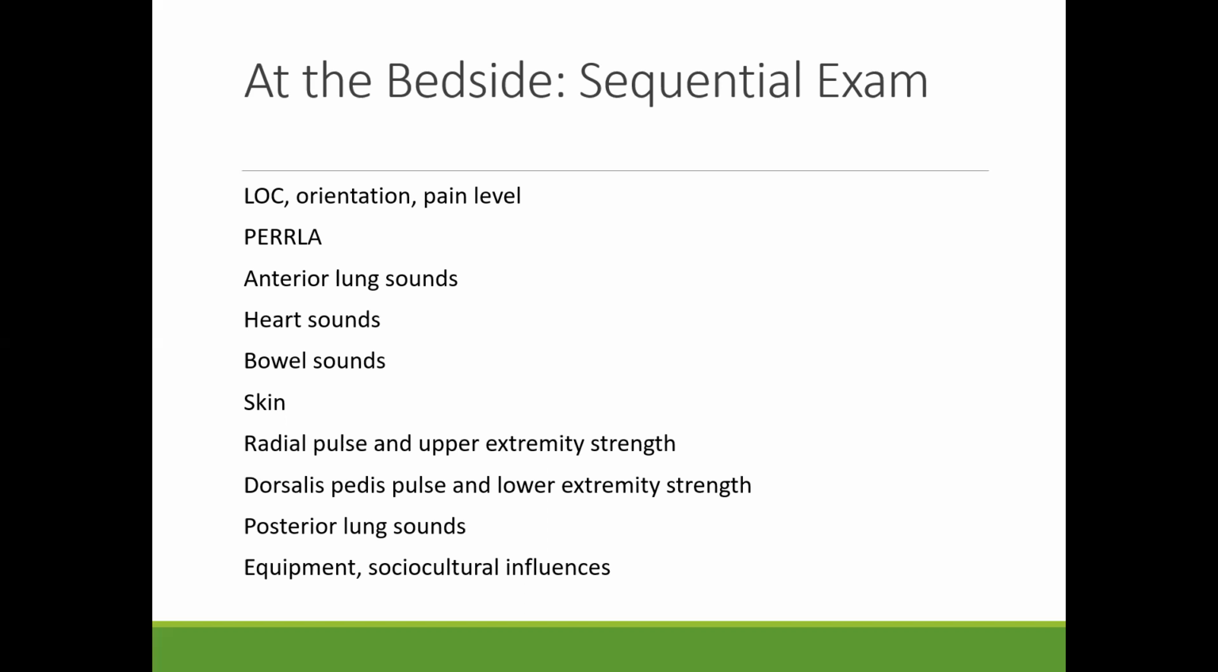Anterior lung sounds, and notice I don't have posterior lung sounds here. Heart sounds, bowel sounds, skin, radial pulse, upper extremities. Now I might check their head, their neck, their throat, their eyes, the HEENT: head, ears, eyes, nose, throat. If they're not in for that, I'm not really assessing that. So these are the things that you must do with everybody, and then you add on based on what is abnormal. I hope that makes sense.